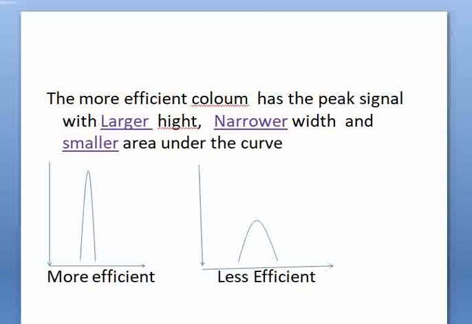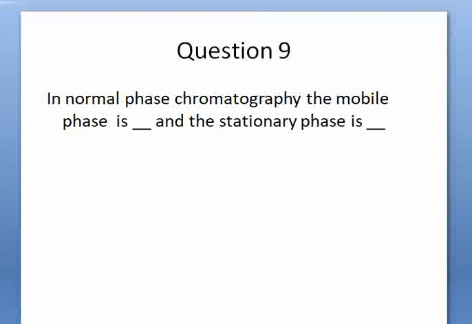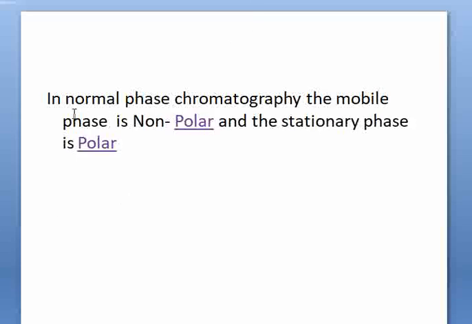Now I'll go to the next question, 9th one. In normal phase chromatography, the mobile phase is dash and the stationary phase is dash. This I already told you. If it is normal phase, first we have to come to the stationary phase. If it is normal, the stationary phase also starts with P, that means polar. Stationary phase is polar and the mobile phase is non-polar. Here in the normal phase chromatography, the mobile phase is non-polar and the stationary phase is polar.